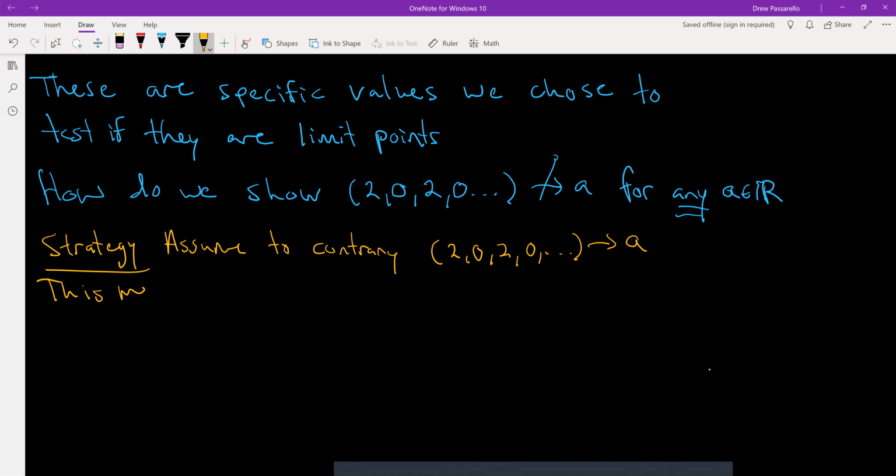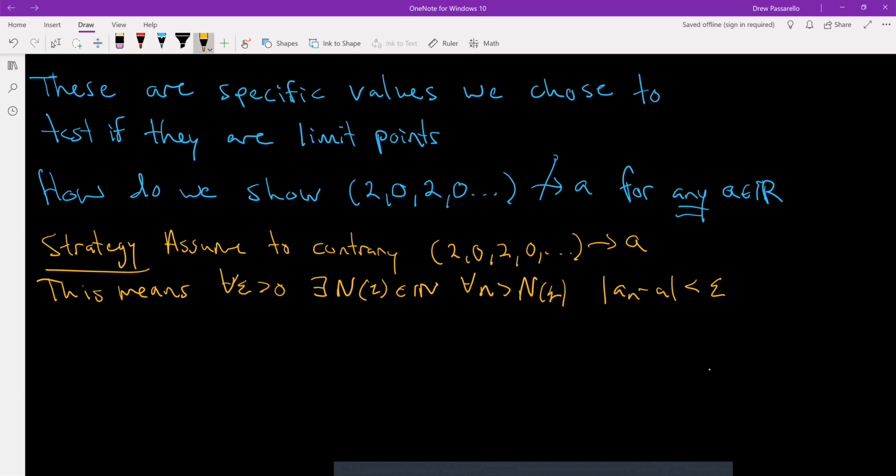This means for all epsilon greater than 0, there exists a capital N in the natural numbers. And I'll write it as capital N of epsilon, so that for all little n bigger than this capital N, we have the absolute value of the difference, a_n minus a, is less than epsilon. All right, so we have that assumption.